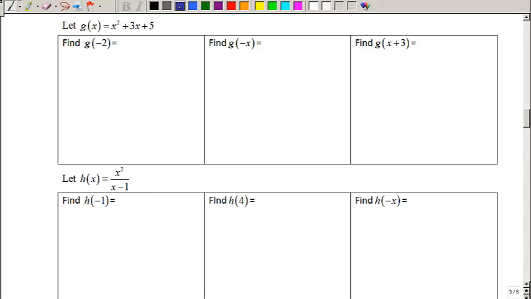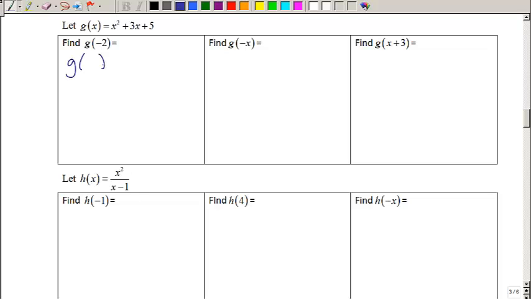We'll try a few more examples. This next one, g of x equals x squared plus 3x plus 5, is a quadratic example, but I'm going to be doing the same thing. Even though there's more than one x involved, every time I see an x, I'm going to replace it with whatever the value or expression that's inside the parentheses.